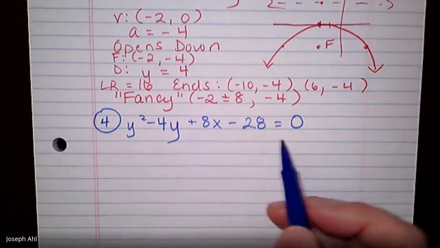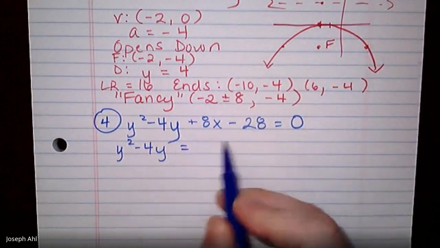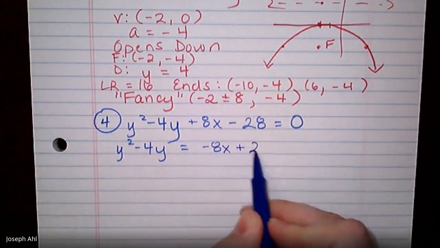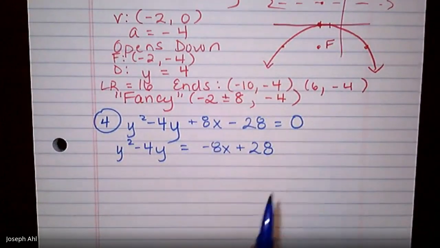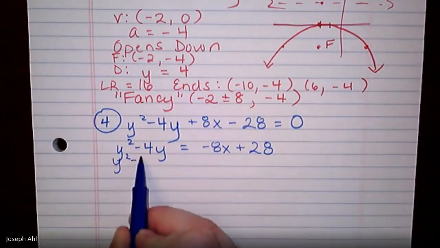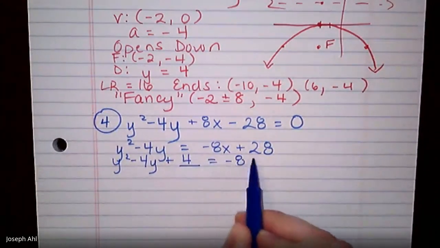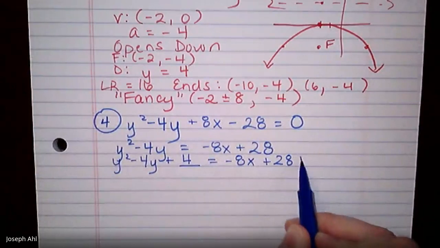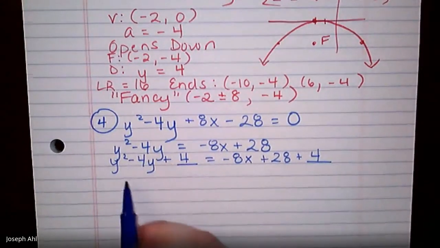All right, for this one, let's go ahead and start the same way. So keep the y's together on this side this time. Subtract the 8x and add the 28 over. Okay, careful when you move those terms over. It's easy to make a sign mistake there. Okay. Value that completes the square is 4, just like we had in the last one. So add 4 to the side as well. Notice how those 4s don't cancel each other out like we had in the last case.